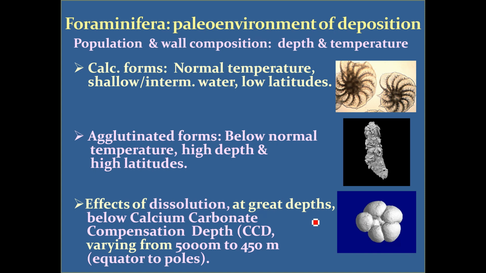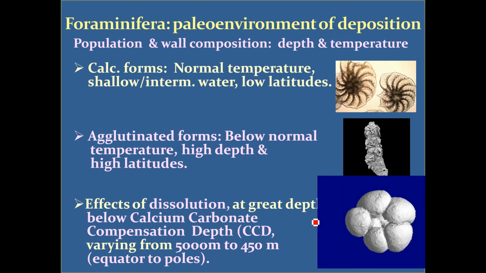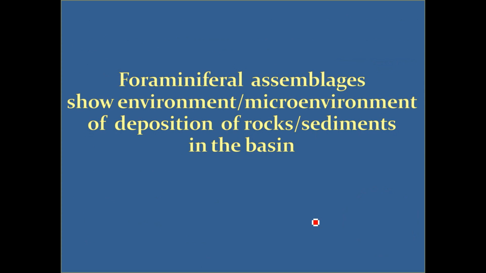Similarly, another important aspect is dissolution of calcium carbonate, particularly in planktonic foraminifera. If planktonic foraminifera cross the calcium carbonate compensation depth, or carbonate compensation depth, the effect of dissolution can be shown. Here I can enlarge the picture and you can clearly see the effect of dissolution, because it has crossed the CCD that varies from 5000 meter near the equator to as low as 450 meter near the poles. Foraminifera assemblages can show the environment and microenvironment of deposition of rocks and sediments in a basin.